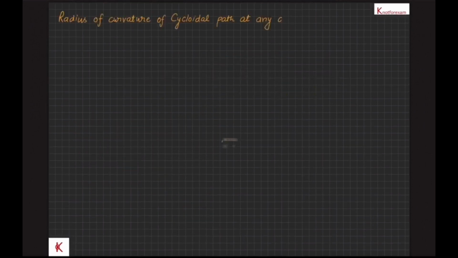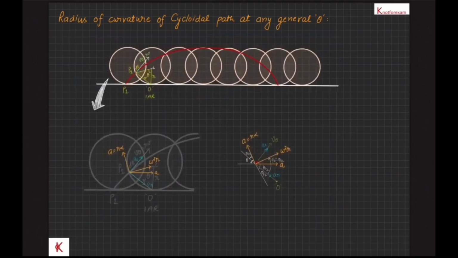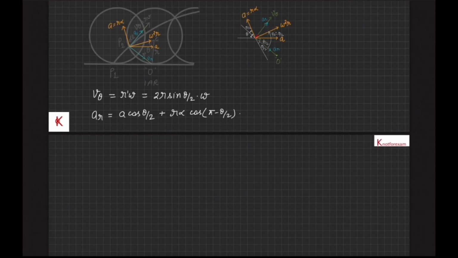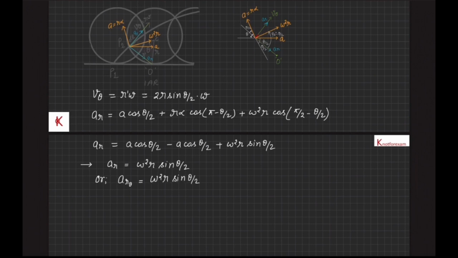We are going to find out the radius of curvature of the cycloidal path at any general point. As we have found in the last video, velocity for angle θ, v_θ, is r'ω, that is 2r sin(θ/2) ω. Also the component of net acceleration perpendicular to the cycloidal path, that is in the radial direction, a_r is equal to a cos(θ/2) + rα cos(π − θ/2) + ω²r cos(π/2 − θ/2). Since a is equal to rα for pure rolling, therefore a_r will come out to be ω²r sin(θ/2), that is actually the radial acceleration at angle θ.